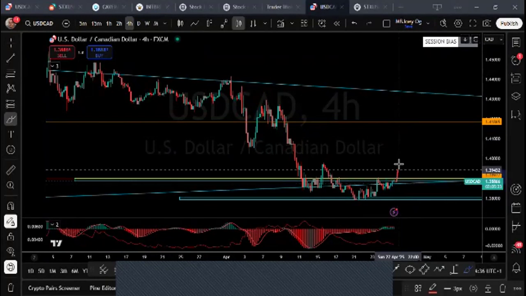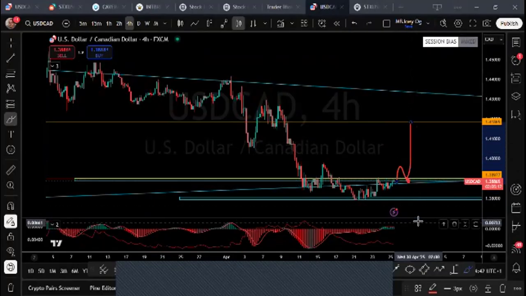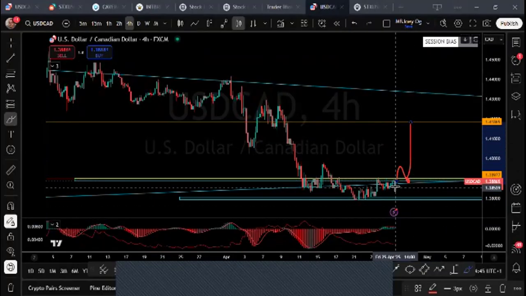There has to be a breakout here. Come back to this point, retest and reject before going back up. If it doesn't do that, then there's no trade. All right. Does this make sense? Yeah, it makes sense.